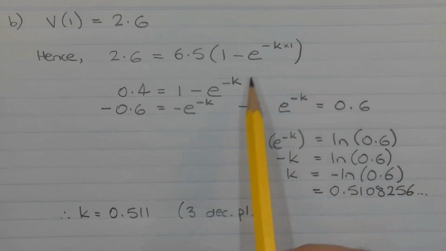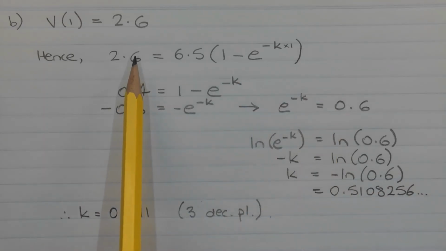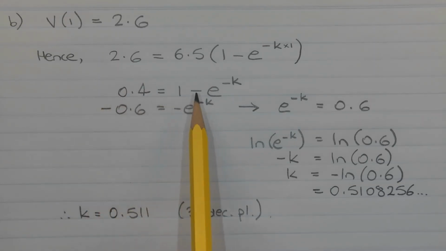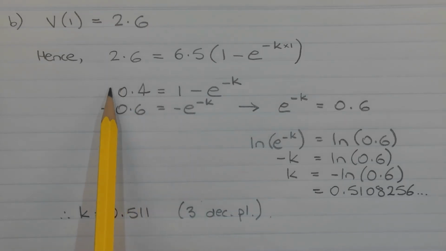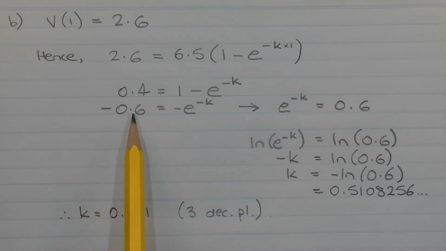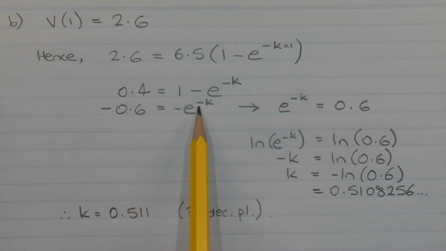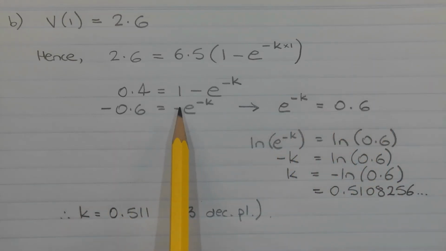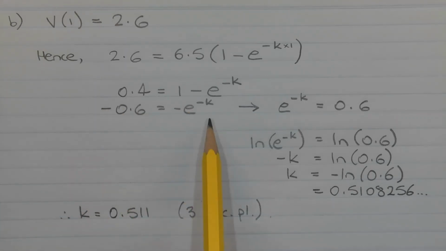Now, negative k times 1 is negative k, and we can divide 2.6 by 6.5 and we get 0.4. So the equation simplifies to 0.4 equals 1 minus e to the power of negative k. Subtracting 1 from both sides, we get negative 0.6 is equal to negative e to the power of negative k, and we can rewrite that as e to the power of negative k equals 0.6. If we divide by negative 1, both sides become positive.